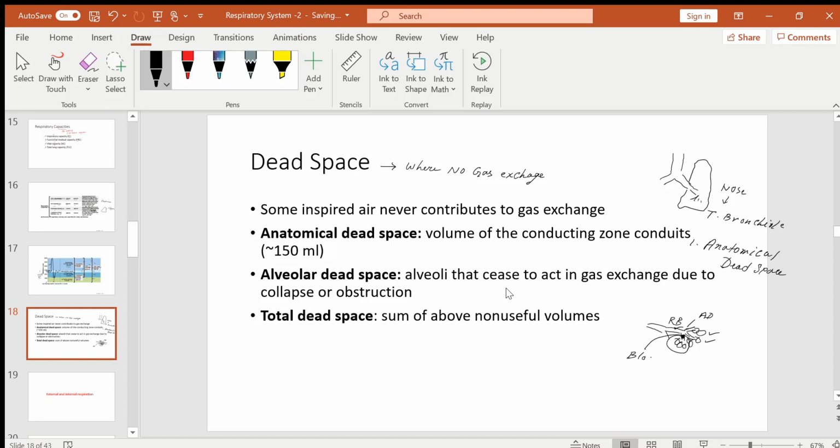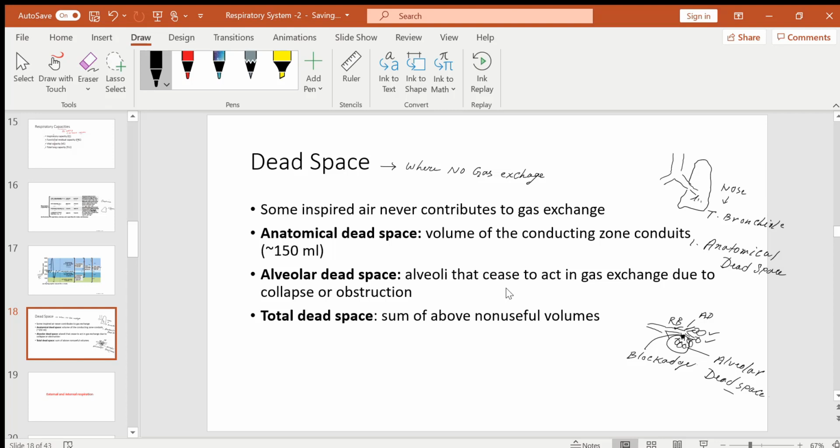Okay. So these alveoli will now be termed as alveolar dead space. So now you see, we know that alveoli are for gas exchange, so gas should go there. But if due to any blockage, some alveoli don't get the air, then no exchange will occur. That area will be termed as alveolar dead space.